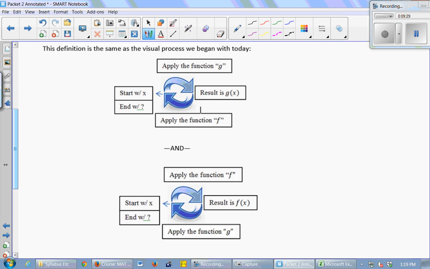So this definition is the same as the visual process that we started with earlier today. You start with x, apply the function g, and you get g of x, right? Then we're going to apply the function f, and that's going to bring us back to where we started at x. Yeah. And you can do it in the other order also. Here we apply g followed by f. Here we could start with x, apply the function f, the result is f of x, then apply the function g, and you come back and you get x.